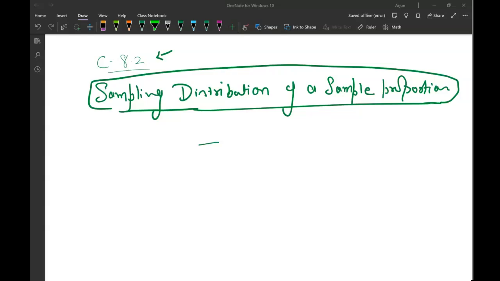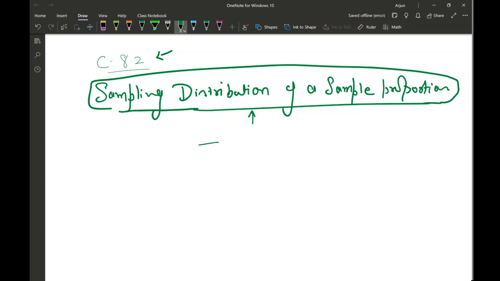Hey, good day, folks. In today's class, I'll be talking about chapter 8.2, and the topic will be sampling distribution of a sample proportion. All right. So first of all, we'll talk about why we need to study this, and then later on we will take one problem on this one.